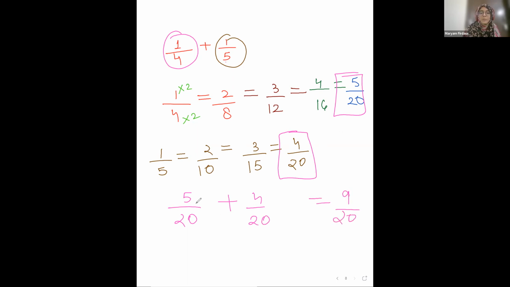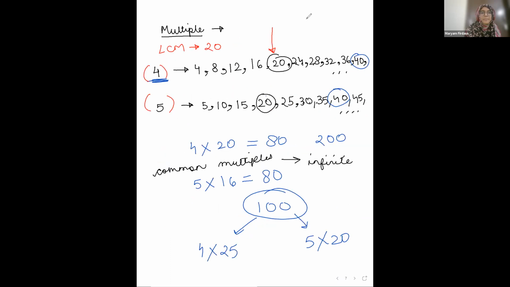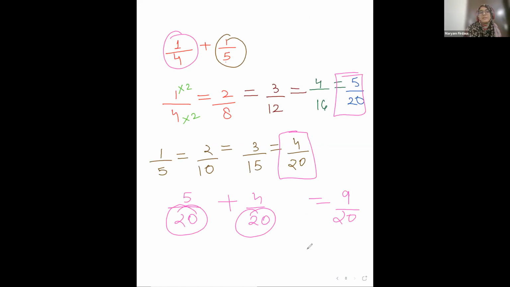So what I have done, what is 20 over here? 20 is the least common multiple. Yes, 20 is the LCM. This is the reason why we choose the LCM. Okay, is that clear?